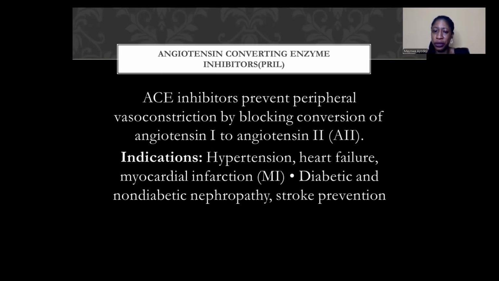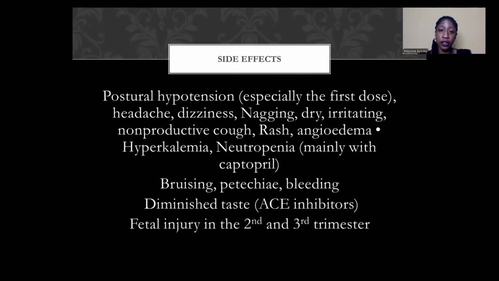Now, what are the indications? One, hypertension, of course, heart failure, myocardial infarction, diabetic and non-diabetic nephropathy. Then it is used for stroke prevention. What are the side effects? It can cause postural hypotension, headache, dizziness, nagging, dry, irritating, non-productive cough. It can cause rash, angioedema, hyperkalemia, neutropenia, mainly with captopril.